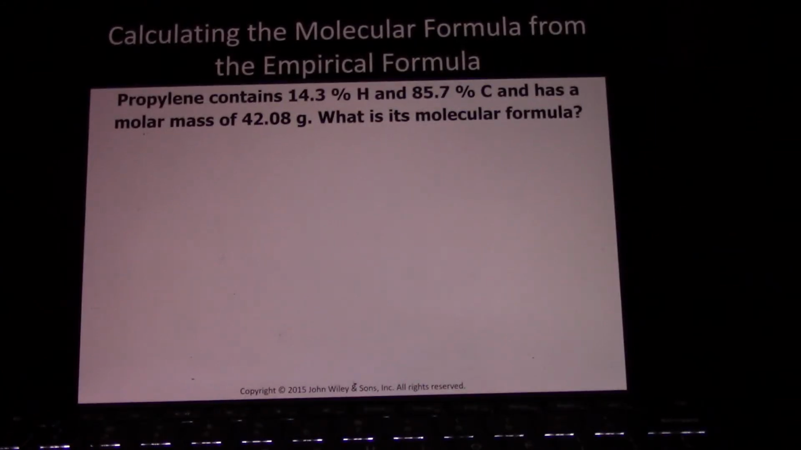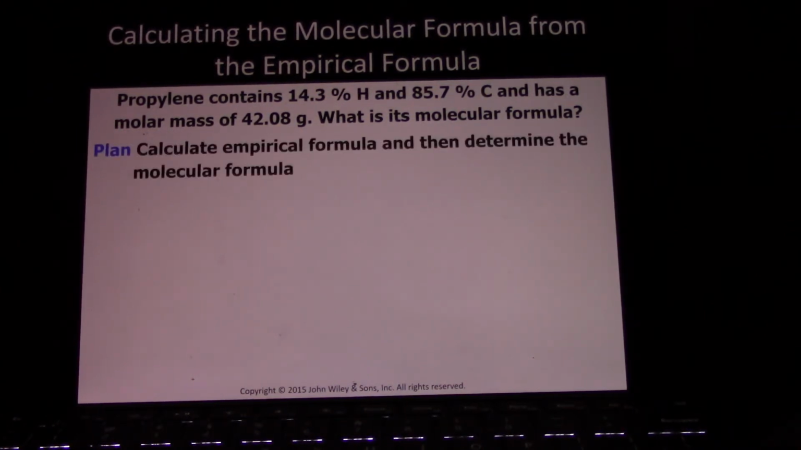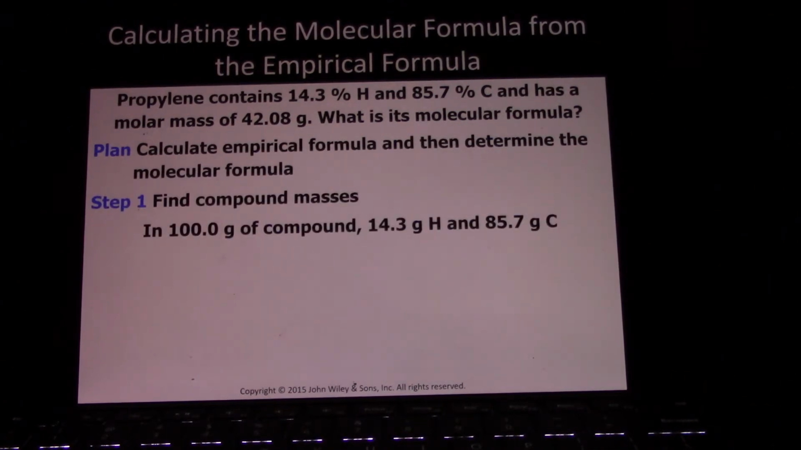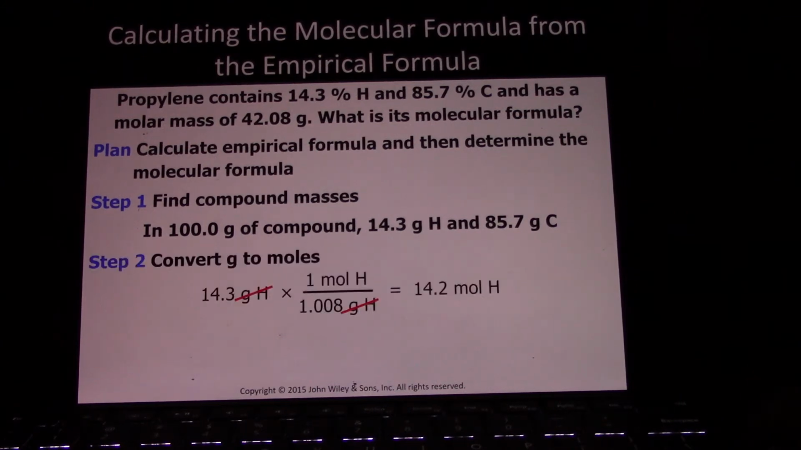Propylene is 14.3% hydrogen and 85.7% carbon by mass. So we're going to first find the empirical formula and then find the molecular formula, because they don't give us the empirical formula on this one. So let's start with the empirical formula. Pretend you have 100 grams. Convert percentages to grams. 14.3% of 100 grams is 14.3 grams. 85.7% of 100 grams is 85.7 grams.